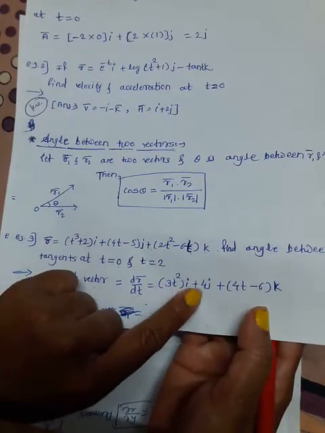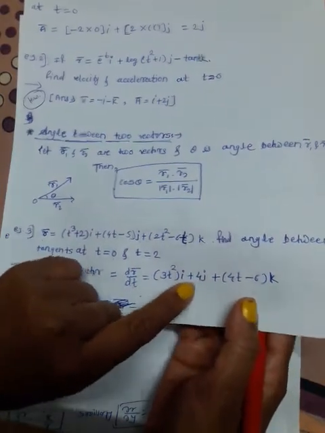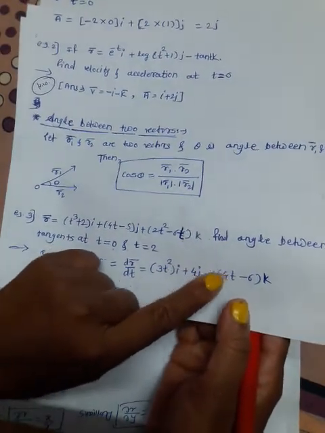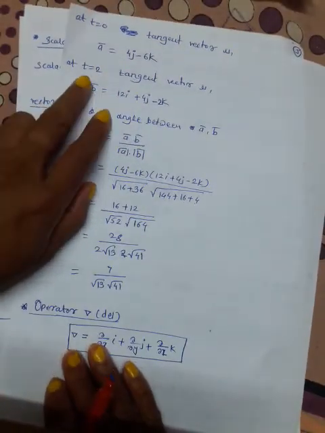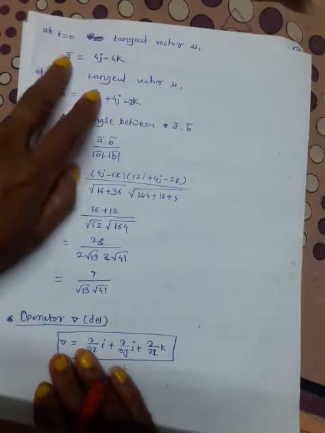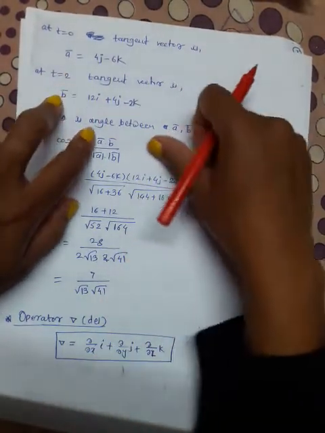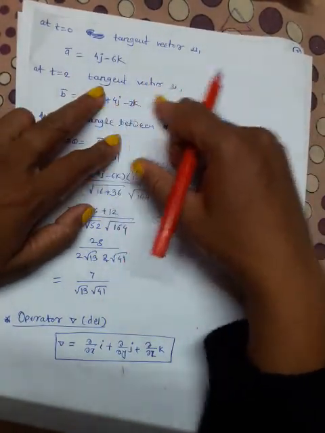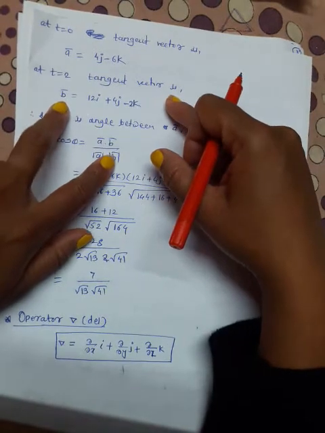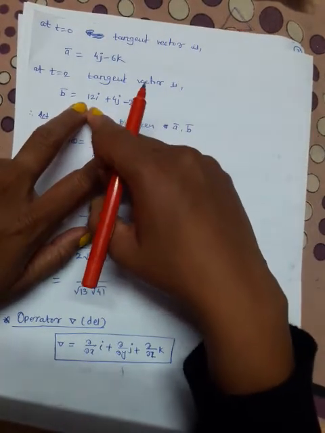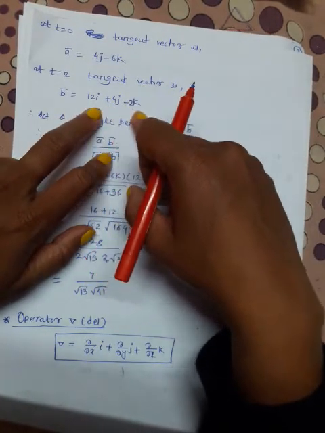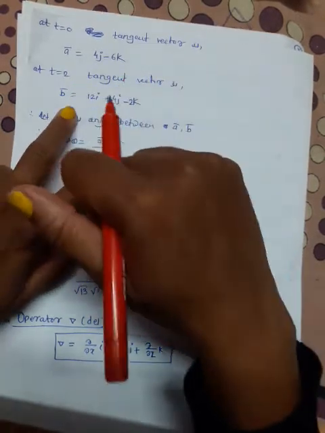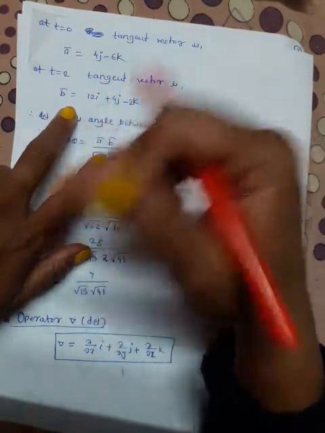We get this is 0, as it is, it doesn't contain t, that's why I put it as it is. 4j plus this is 0 minus 6k, 4j minus 6k, and put t is equal to 2, we get b bar, call it a bar tangent vector. At t is equal to 2, the tangent vector denoted by b bar turns out to be 12i plus 4j minus 2k, by putting t is equal to 0, t is equal to 2 in the earlier definition.